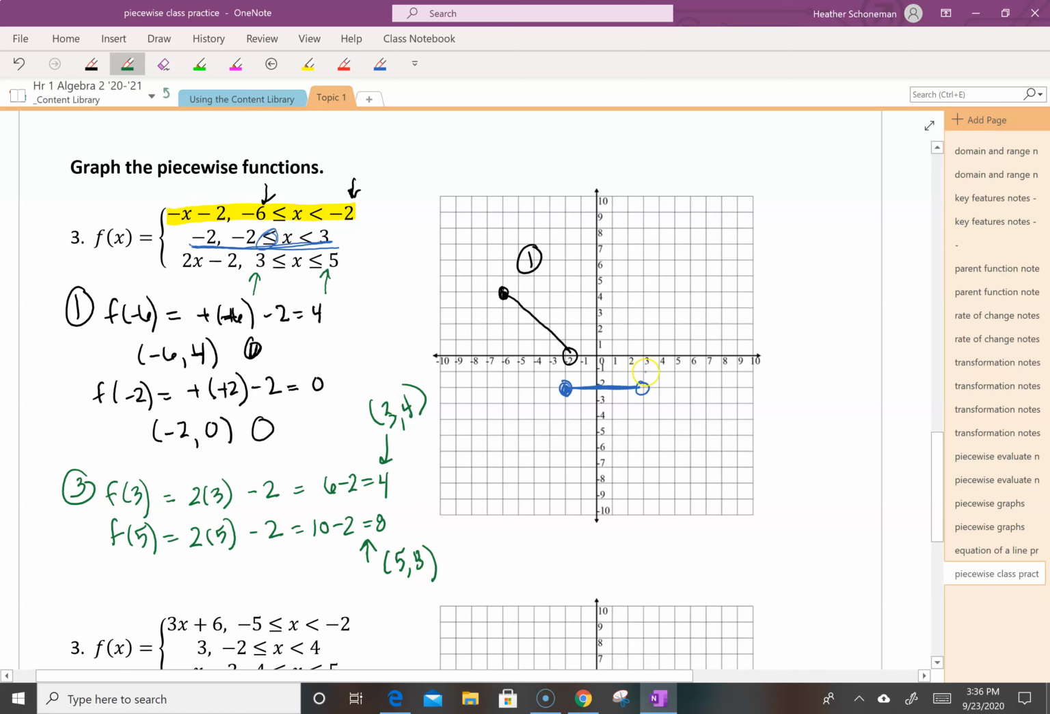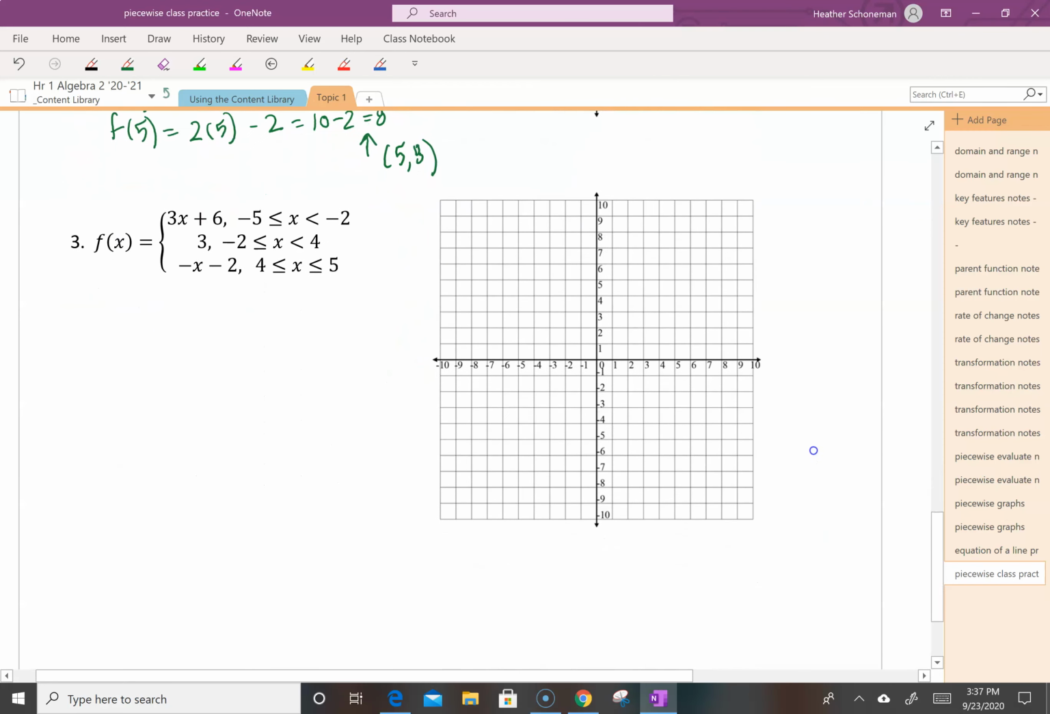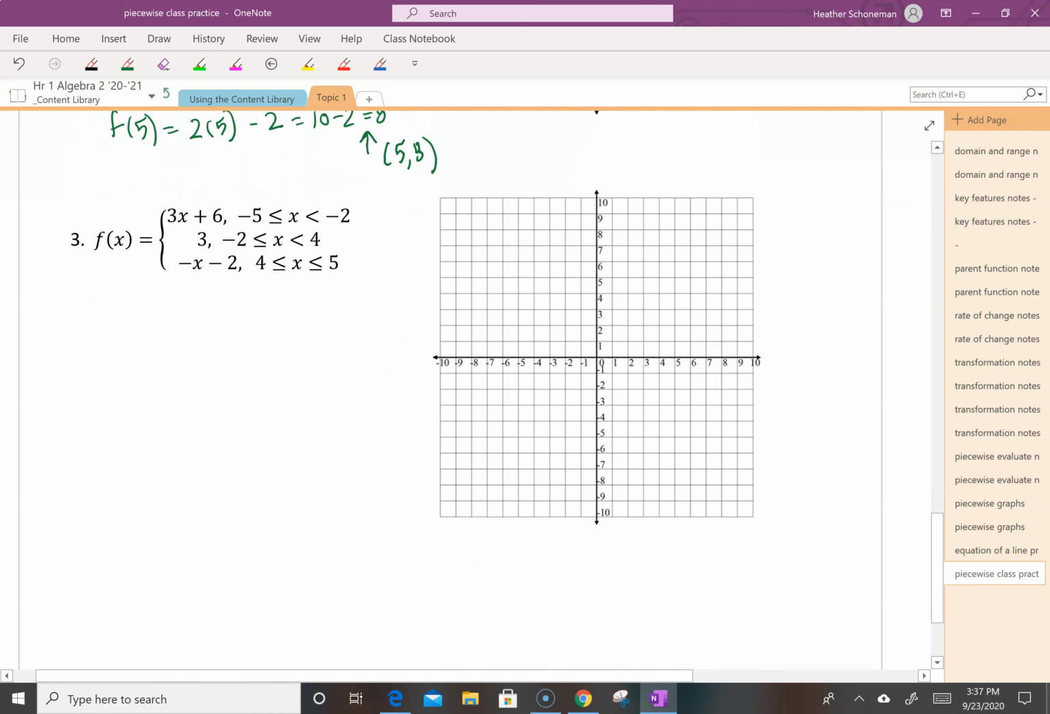So I'm going to plot those 2 points. 3, 4, closed dot. 5, 8, closed dot, because they're both less than or equal to. Connect the dots. There's my graph. Okay, so here's equation 2, and then here is equation 3. Okay, let's try this again on this last one. So on this last one, I need to figure out where to graph it.